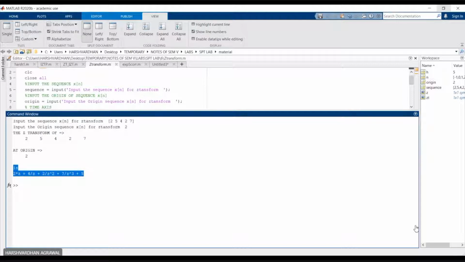Sir, excuse me, sir. Is it visible, sir? Yes, it is visible.